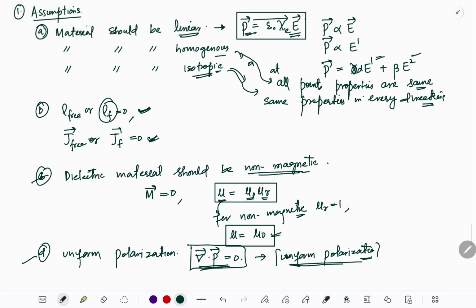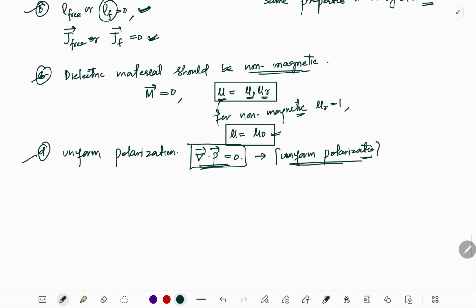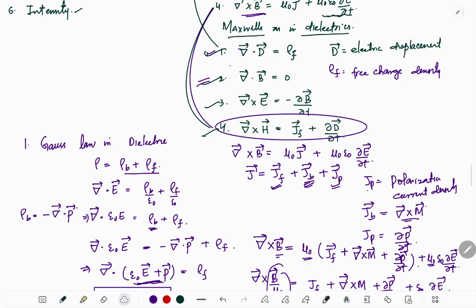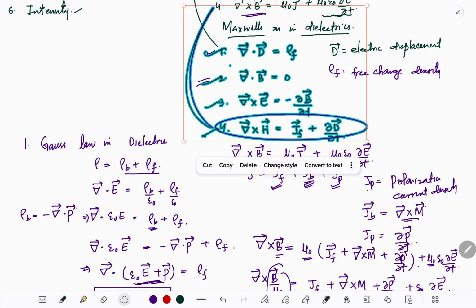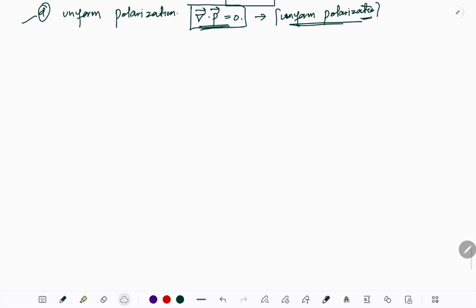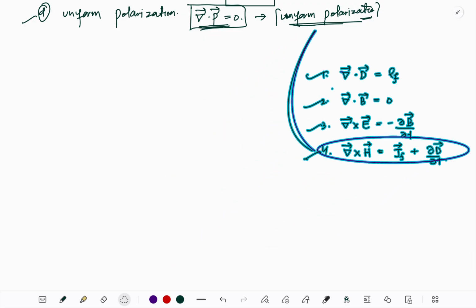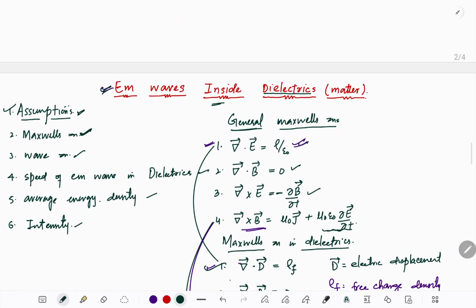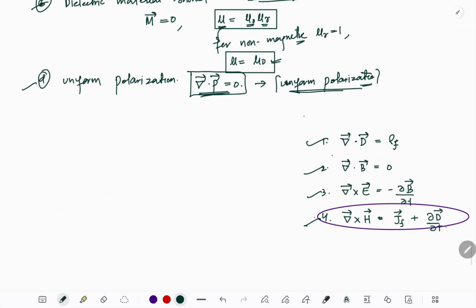These assumptions, now we'll apply to our Maxwell's equations. Which Maxwell's equations? These Maxwell's equations, which are the general Maxwell's equations for any dielectric material. Okay, let's copy them. Let's put them here. These are the Maxwell's equations for any dielectric material, and now we'll try to see how they get modified and how they can be written for these. So this topic, the assumptions, is done. Now we'll go to the Maxwell's equations.